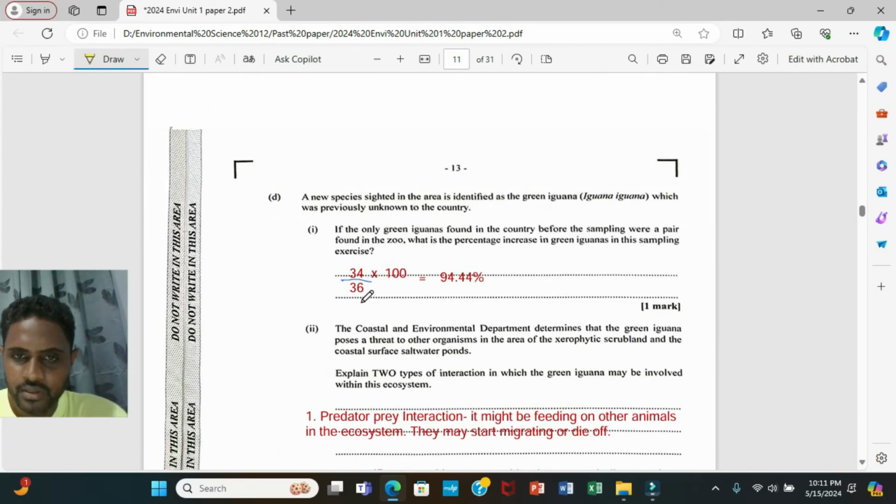Before the test is done, there is only a pair. Now a pair, guys, would be 2. So what's the percentage increase from 2 to 36? That's what they're asking. You take away 2 from 36, and the increase would be 34. The amount of iguanas increased by 34, so you want to find the percentage. The percentage increase: you put 34 over the total, which is 36, times 100, and you get a 94.44% increase. So that's a lot of increase, right?